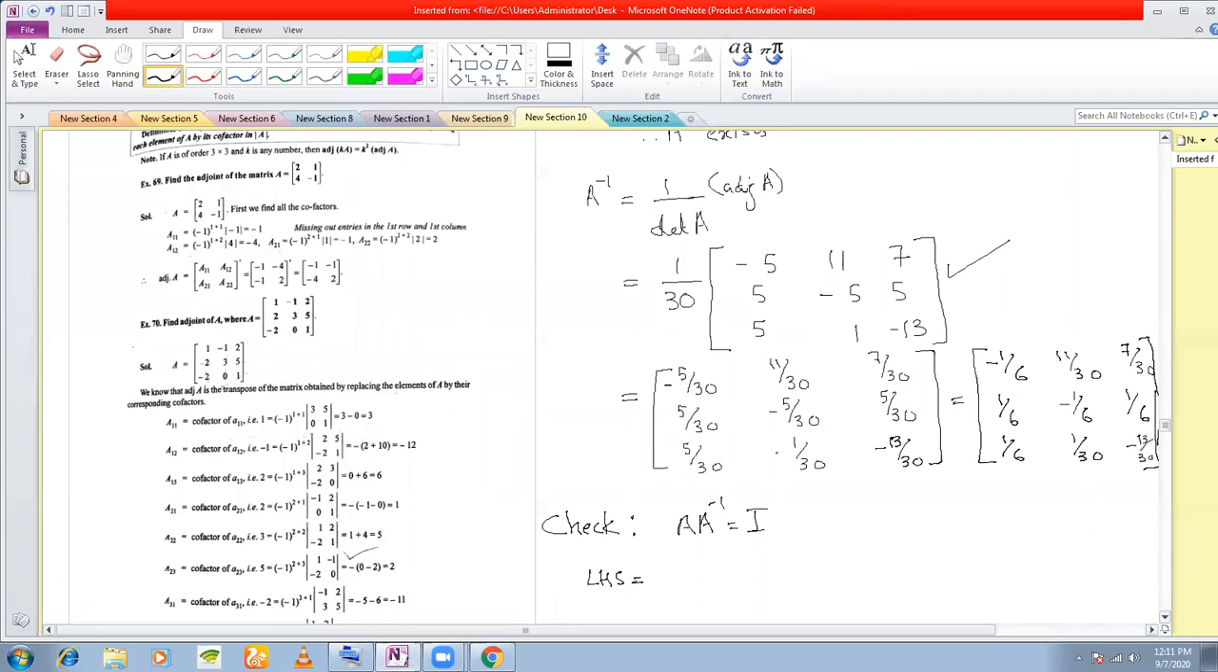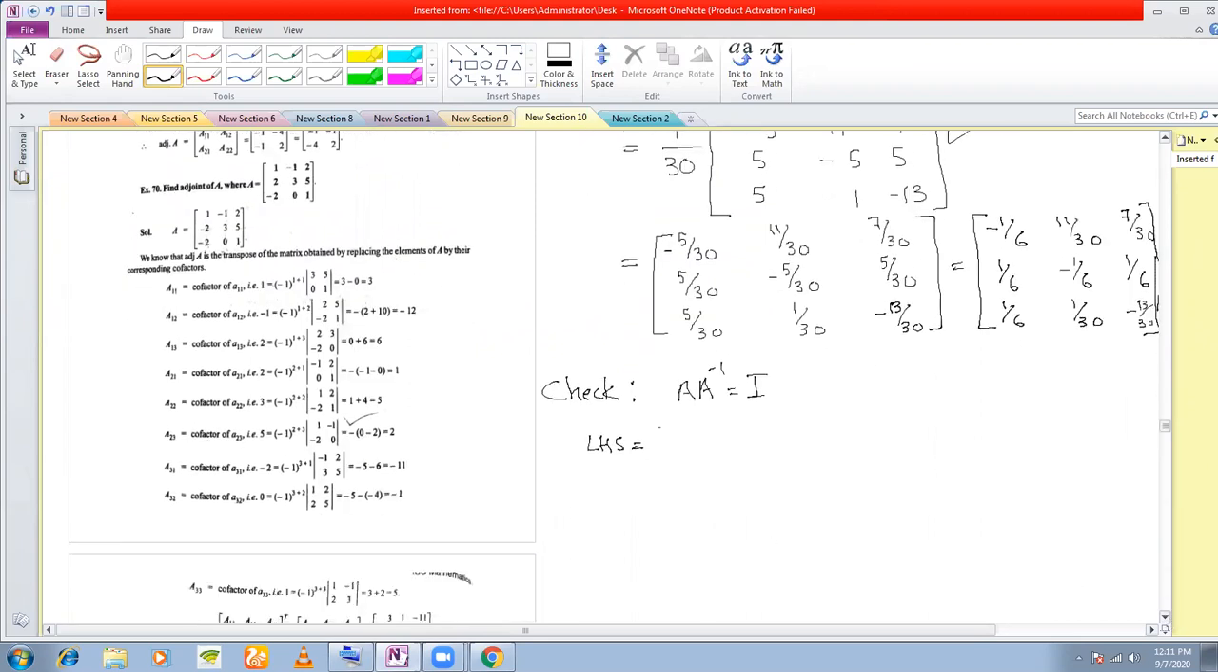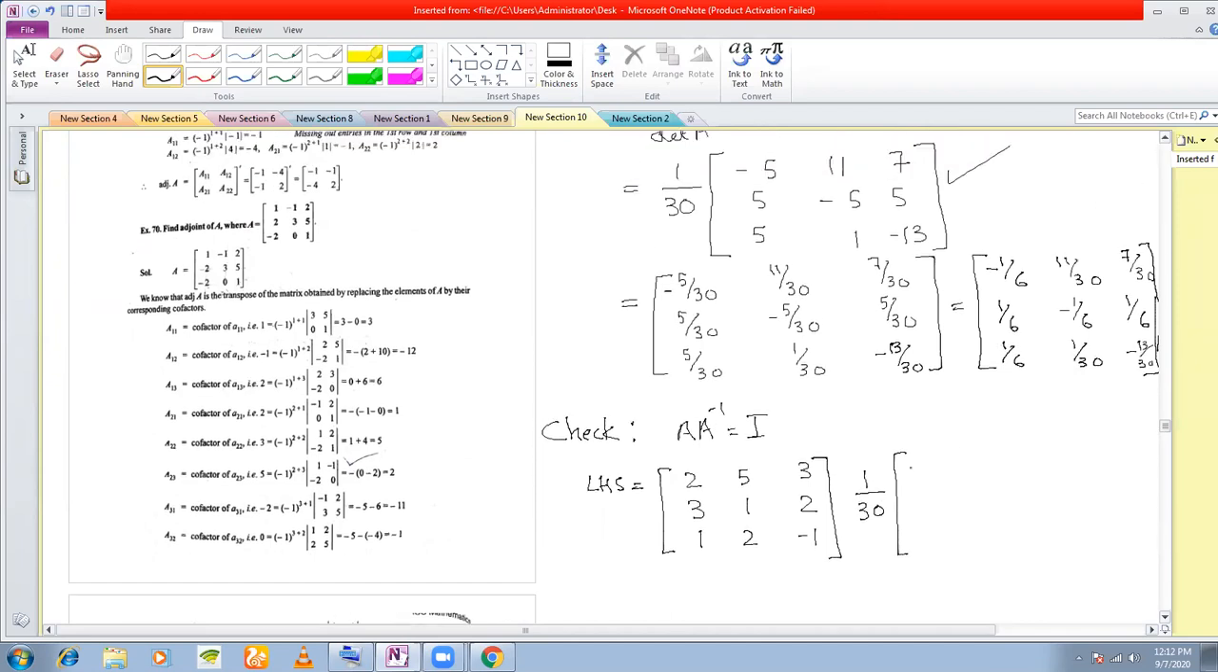So let us check whether we have got the right answer or not. We start with the matrix A. What is the matrix A? A is 2, 5, 3; 3, 1, 2; 1, 2, minus 1. And the A inverse that we have found out was 1 by 30 into minus 5, 11, 7; 5, minus 5, 5; 5, 1, minus 13.